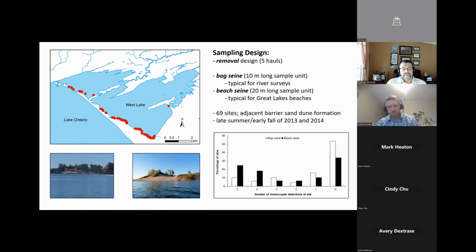by doing this removal sampling. One lesson is that if we had just done one survey, there were likely a bunch of sites where we wouldn't have detected eastern sand darter with either gear. Also, this pattern of detection is variable over a number of replicate sites, and there were differences between the two different gear that we used.